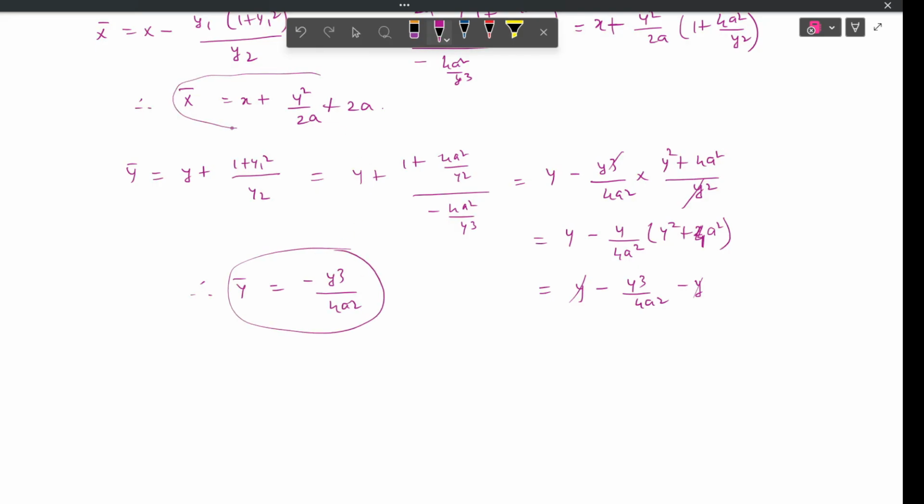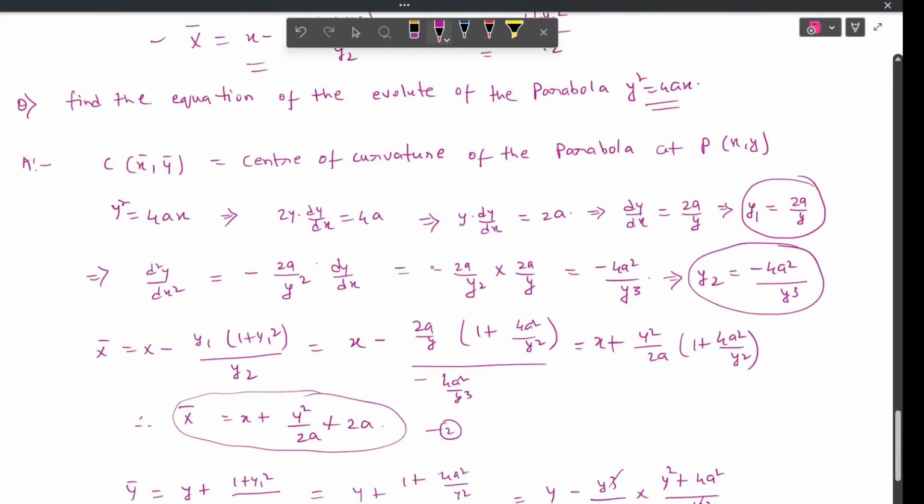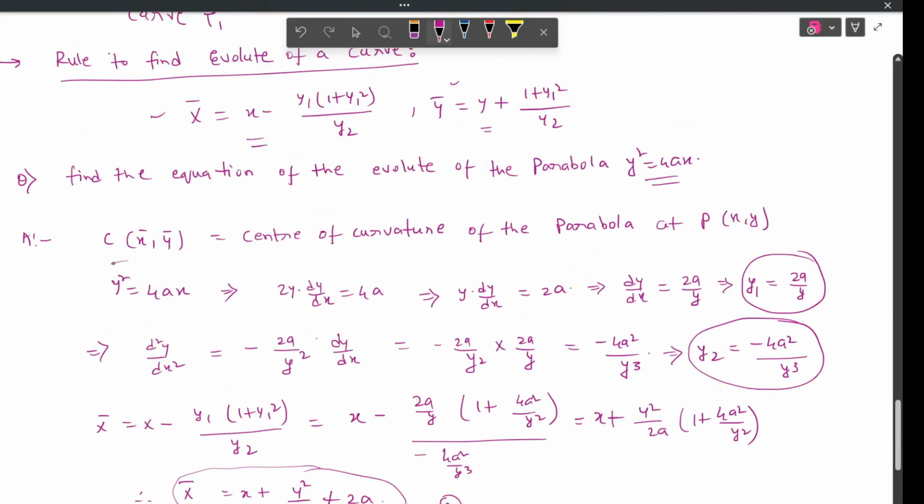So you got x bar, you got y bar. Now what is the method I have told you? You have to eliminate x and y. Okay. So let us say that y square equals 4x. Let us say this is our equation number 2, this is our equation number 3, and this y square equals 4x is your equation number 1. This is equation 1.